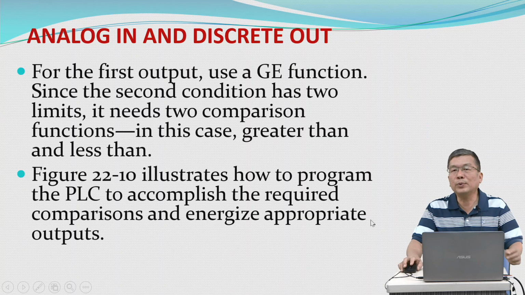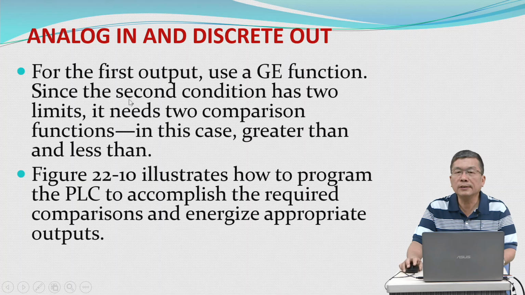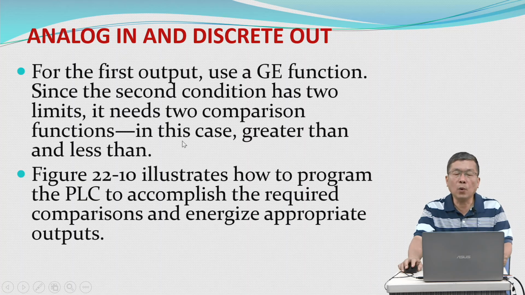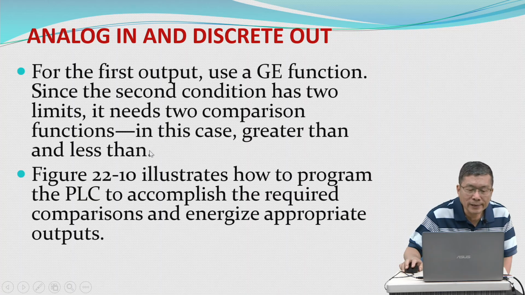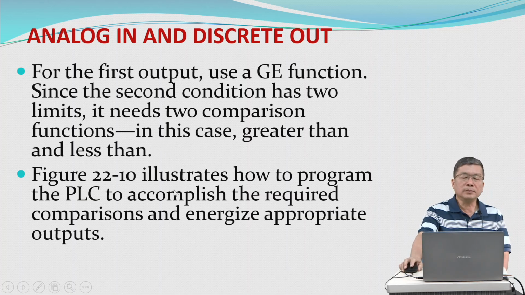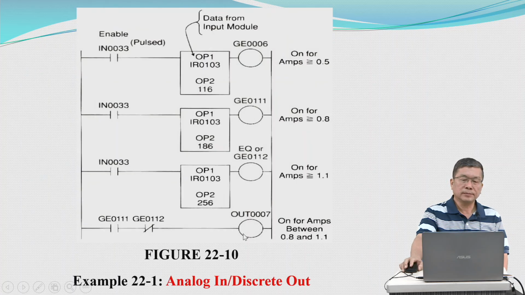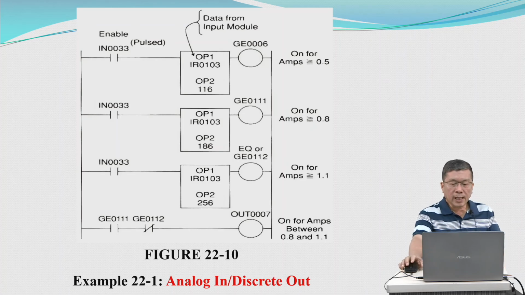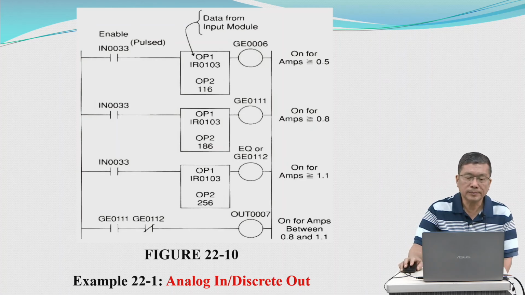For the first input, use the GE function, since the second condition has two limits. One needs two comparison functions, in this case, greater than and less than. Figure 22.10 illustrates how the PLC program accomplishes the required comparison and energizes the appropriate output. This picture shows analog in and discrete out.